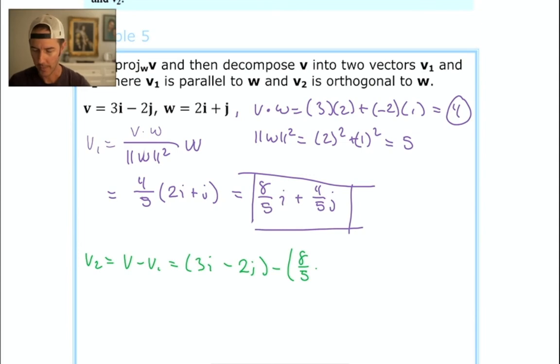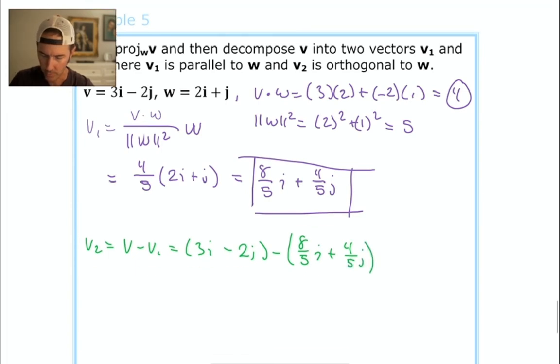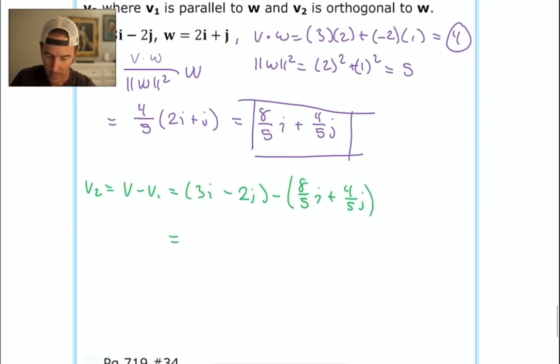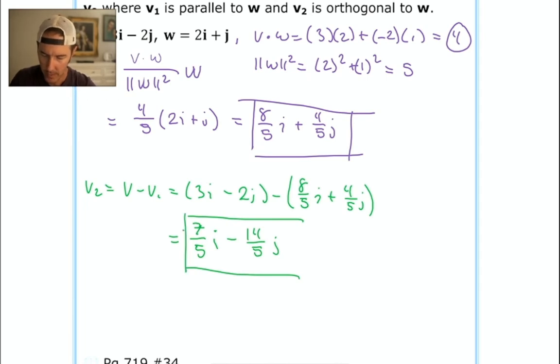Okay. Sorry about that. 8/5 i plus 4/5 j, so we have to do a little subtraction here, and then we're going to be done with this one. 3 minus 8/5 is 15/5 minus 8/5, which is 7/5 i, and then we have -2 minus 4/5, which is -10/5 minus 4/5, which is -14/5, I do believe, j, and that is vector v2.